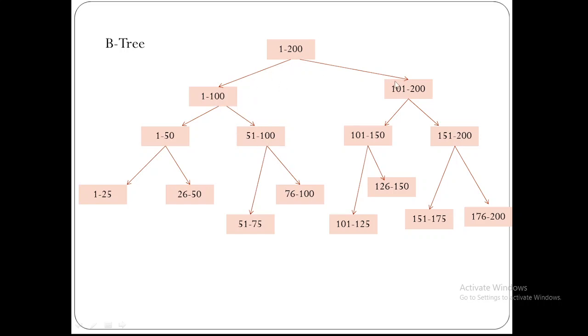So 143 is greater than 101, so it will go to the right side. Then it goes to 150, and then here. Okay, so as you see, that is greater than 126, so it will go to here, and there it will find the page, the value. So it is just getting the data in 1, 2, 3 steps.